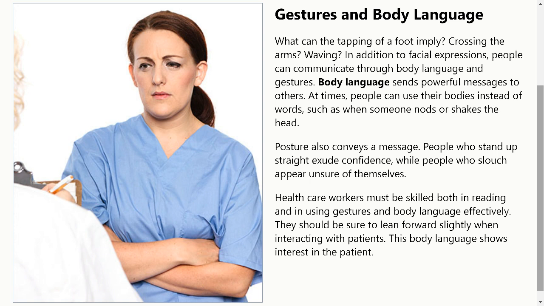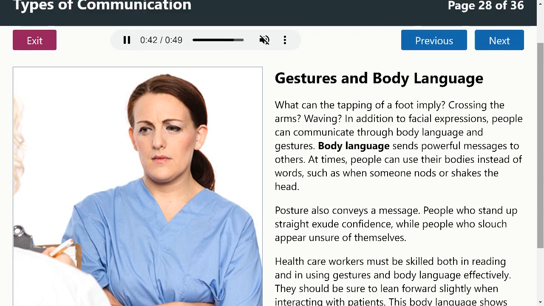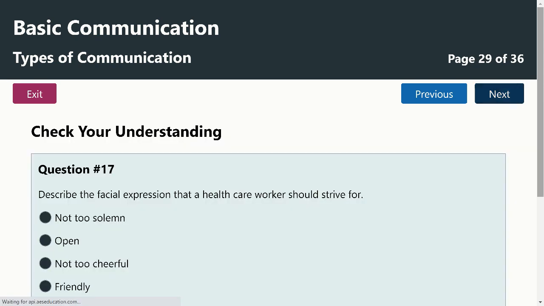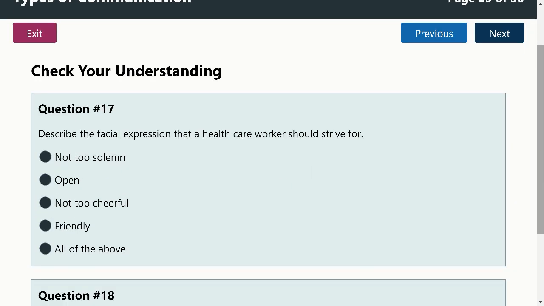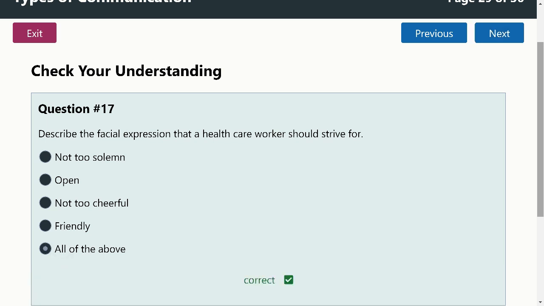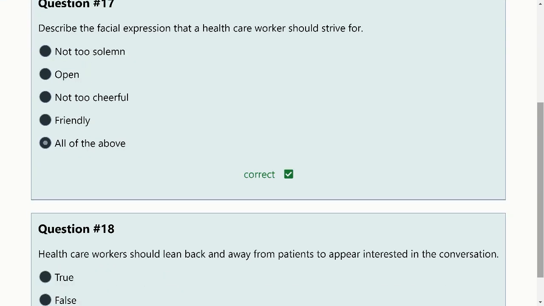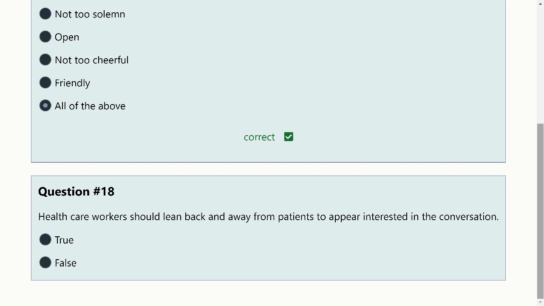Healthcare workers must be skilled both in reading and in using gestures and body language effectively. They should be sure to lean forward slightly when interacting with patients. This body language shows interest in the patient. Describe the facial expression that a healthcare worker should strive for. Healthcare workers should lean back and away from patients to appear interested in the conversation.